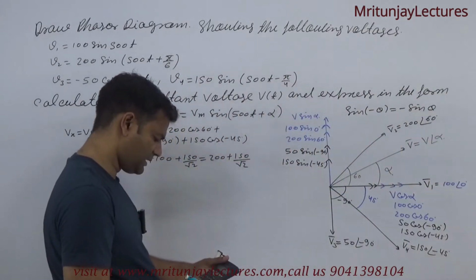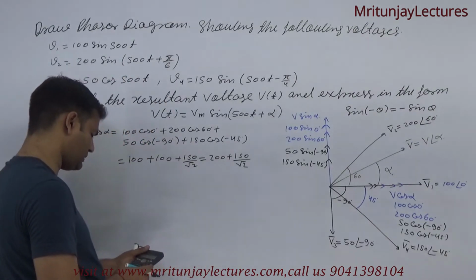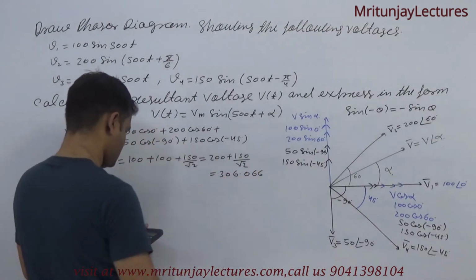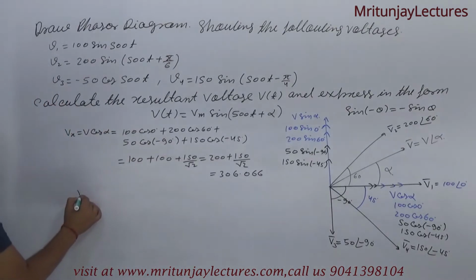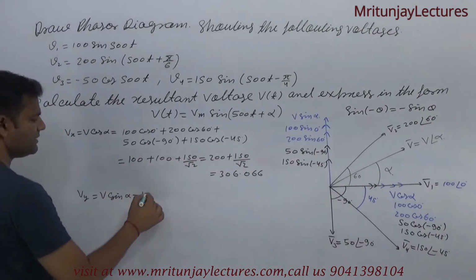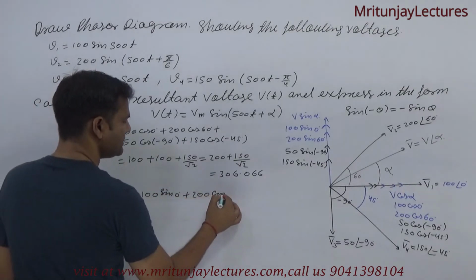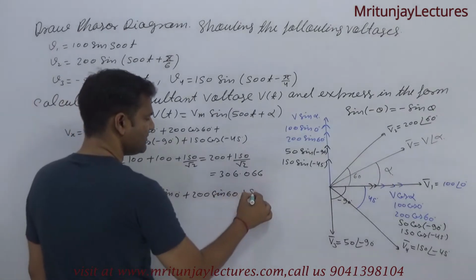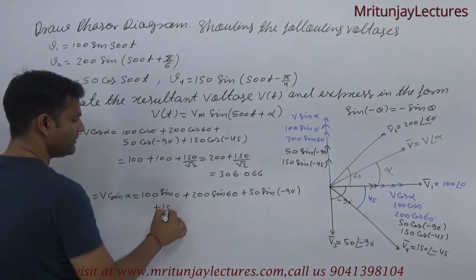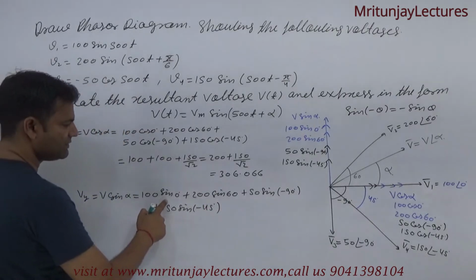Okay, so 150 divided by root 2, we got 106 plus 200, that is 306.066. Okay, now next one, what about Vy? Vy is V sin alpha. It is written as 100 sin 0 plus 200 sin 60, plus 50 sin minus 90 degree, and plus 150 sin minus 45 degree. Okay, so sin 0 is 0, that's why 0.